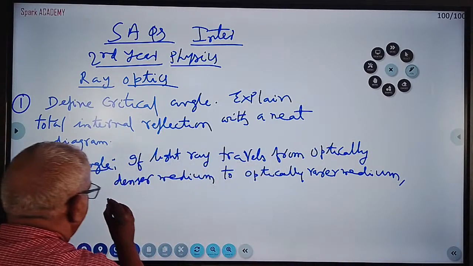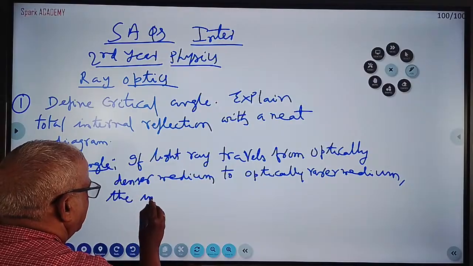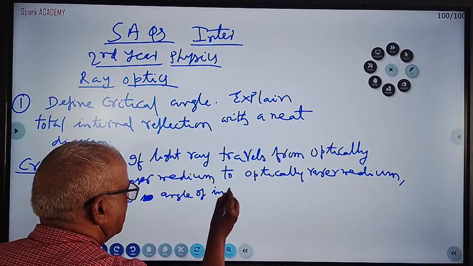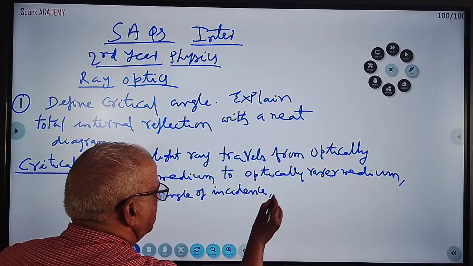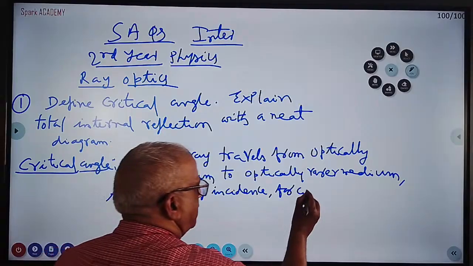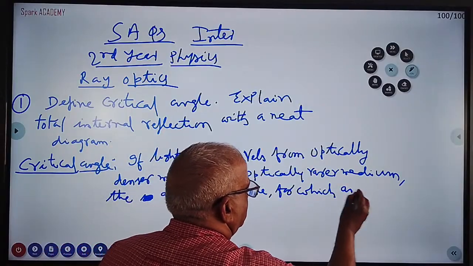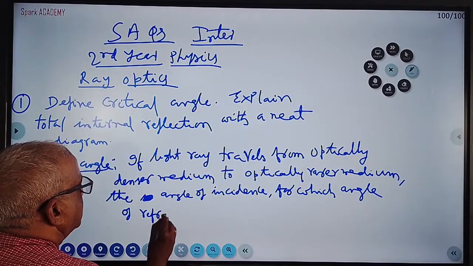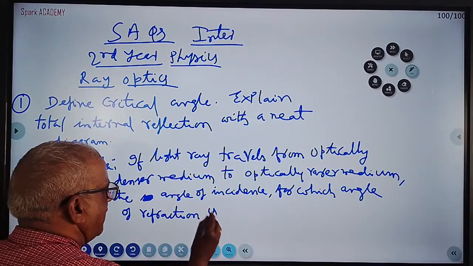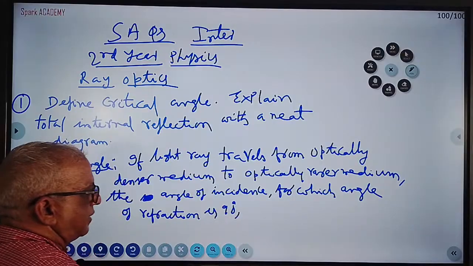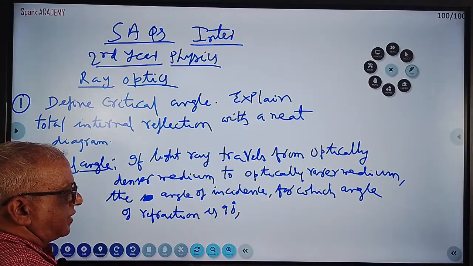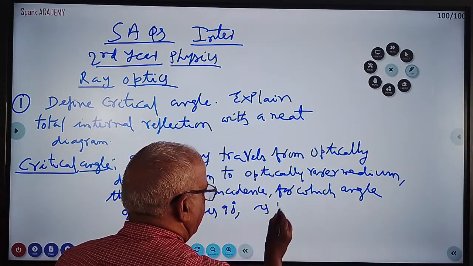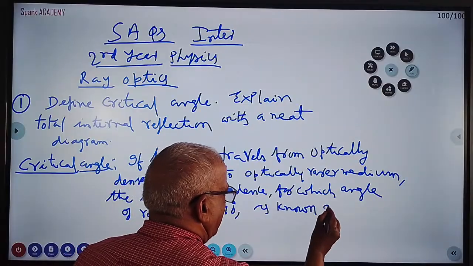The angle of incidence for which the angle of refraction is 90 degrees at the surface of separation. The angle of refraction should be 90. It is known as critical angle.